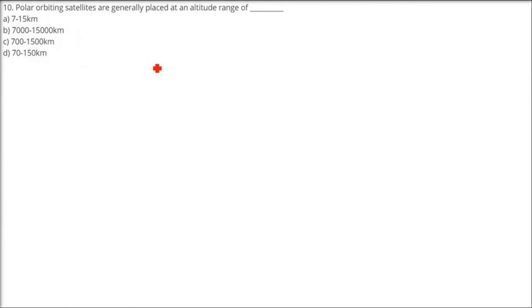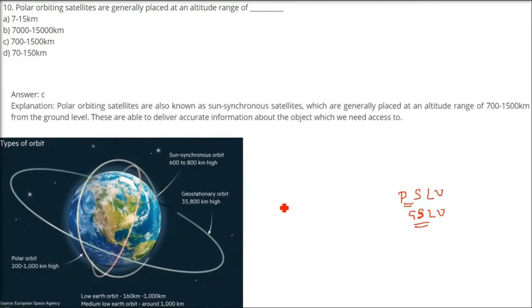Polar orbiting satellites are generally placed at an altitude range of... So whenever we launch something, for example, ISRO or the American Space Agency, they say PSLV launch, GSLV launch, that is Polar Satellite Launch Vehicle and Geostationary Satellite Launch Vehicle. Why are the names like this? The answer is C, by the way.